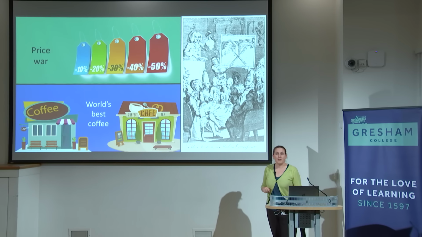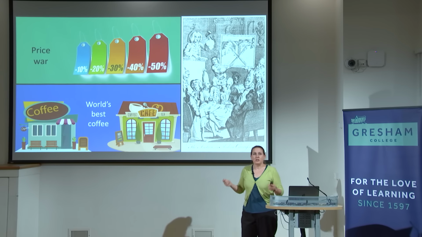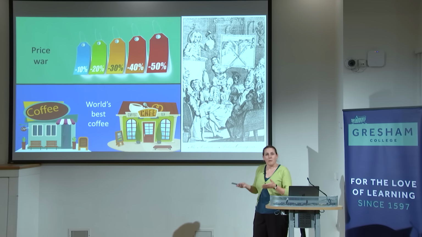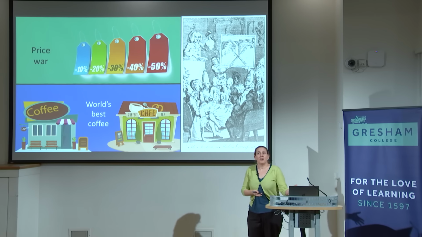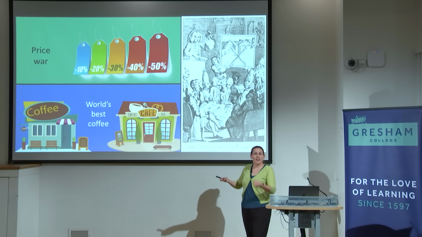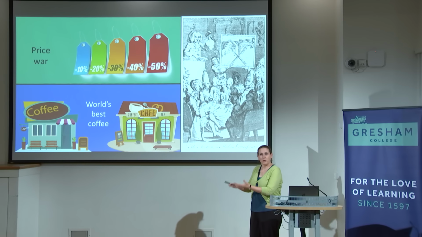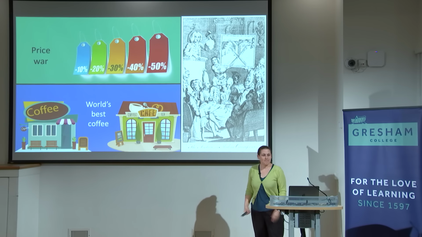On the top left, you've got price war. So imagine you've got something to sell, you've got a crowded market that you're competing for market share in. One possibility is that you could lower your prices to try and increase your market share. Your profit per item will go down, but hopefully you sell more items. What should you do? How do you set your prices?